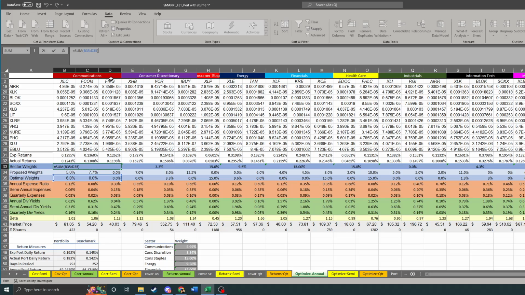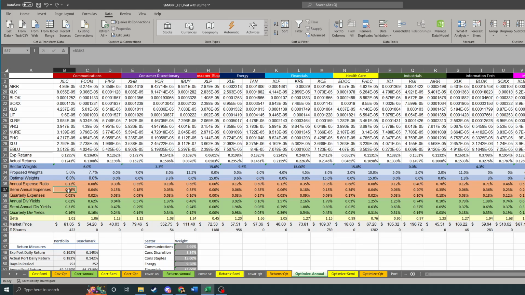Now, if you change how many ETFs are in communications, you're going to have to change how many of these cells it's referencing as well. So just keep that in mind as you go along and as you add more, you're going to have to change that. And if you don't, it'll ruin everything. So just keep that in mind.